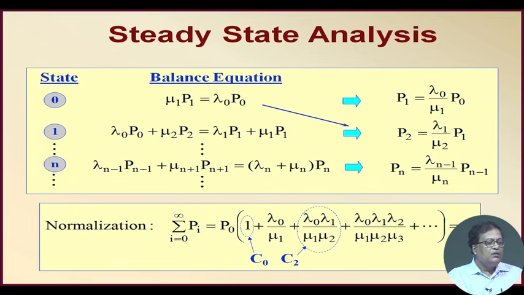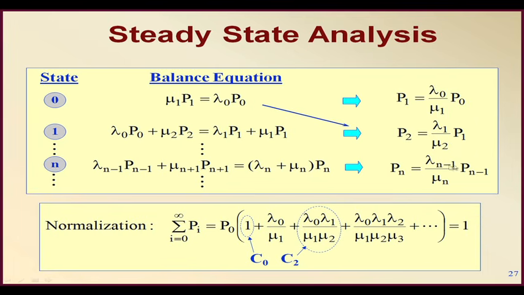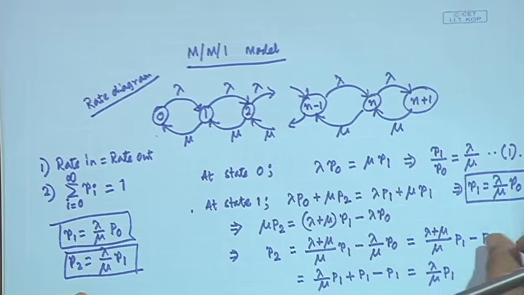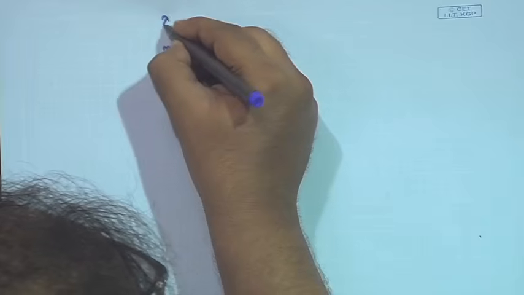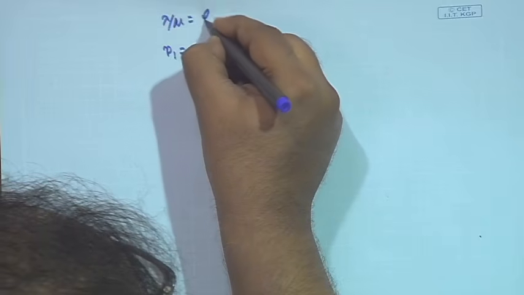In that format, what is that format? P1 equal to lambda by mu, because all lambdas and mu's are the same. So, P1 equal to lambda by mu P0, P2 is lambda by mu P1, and Pn is again lambda by mu Pn minus 1, right. So, when you add them all, you can write that in another way. Let us put lambda by mu equal to rho, right.